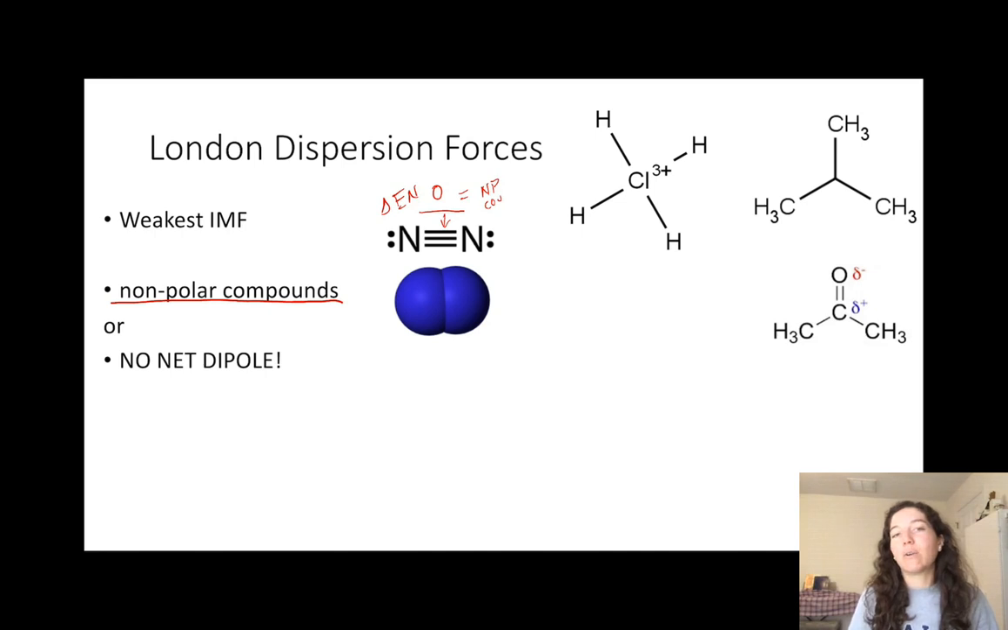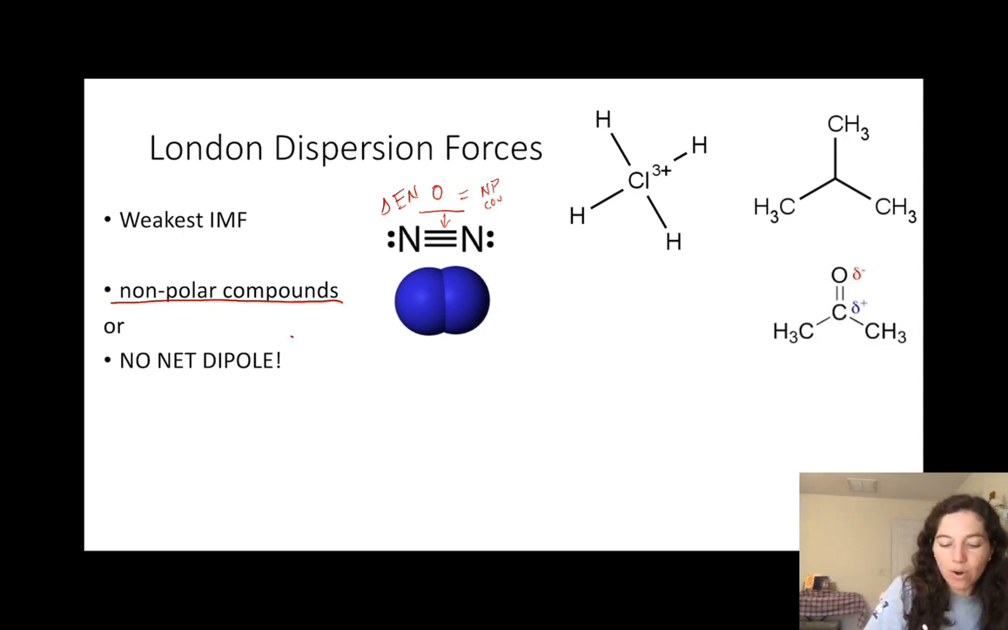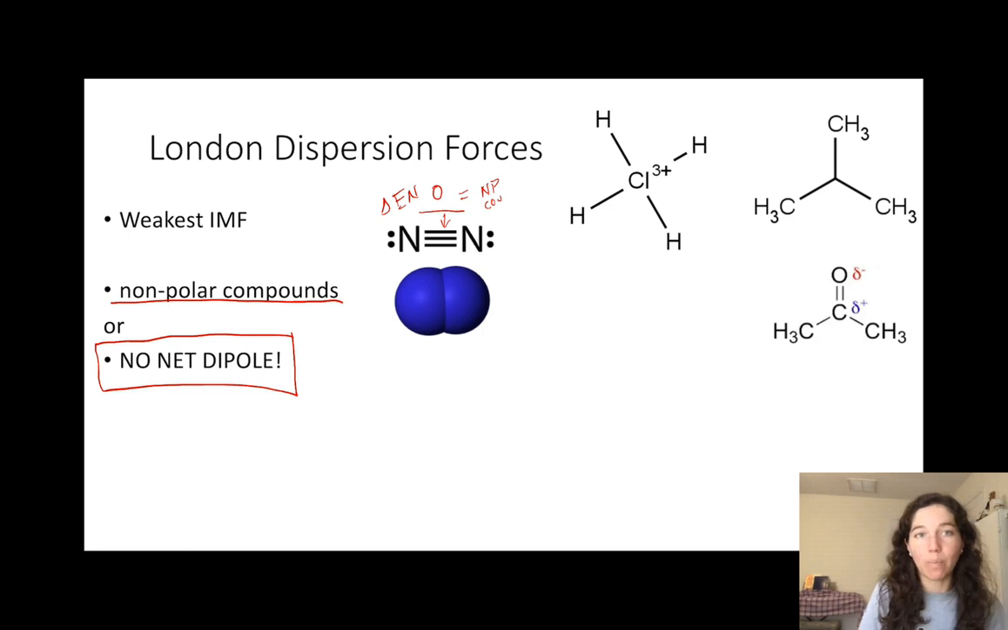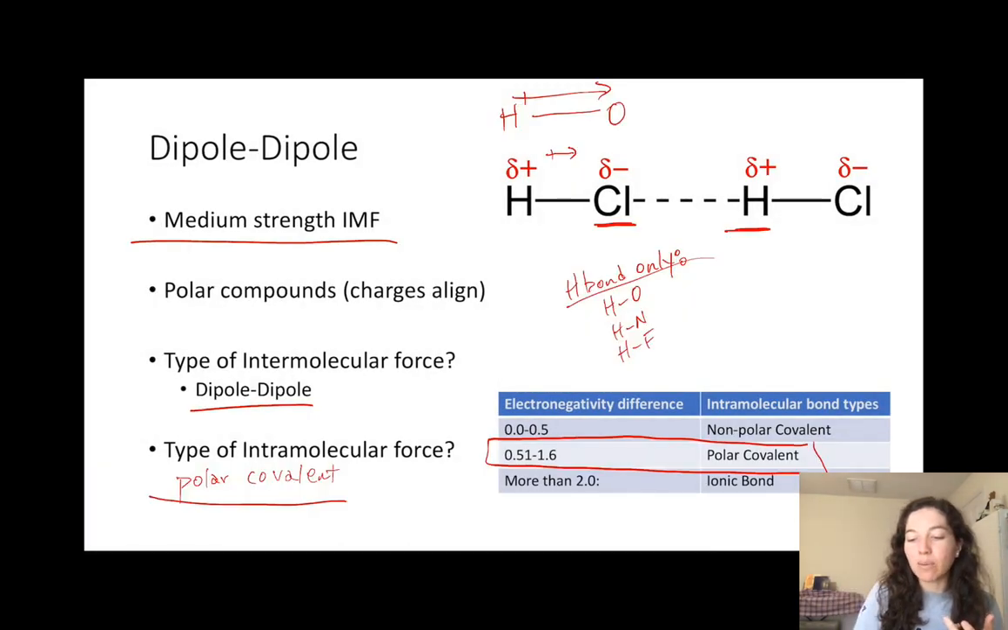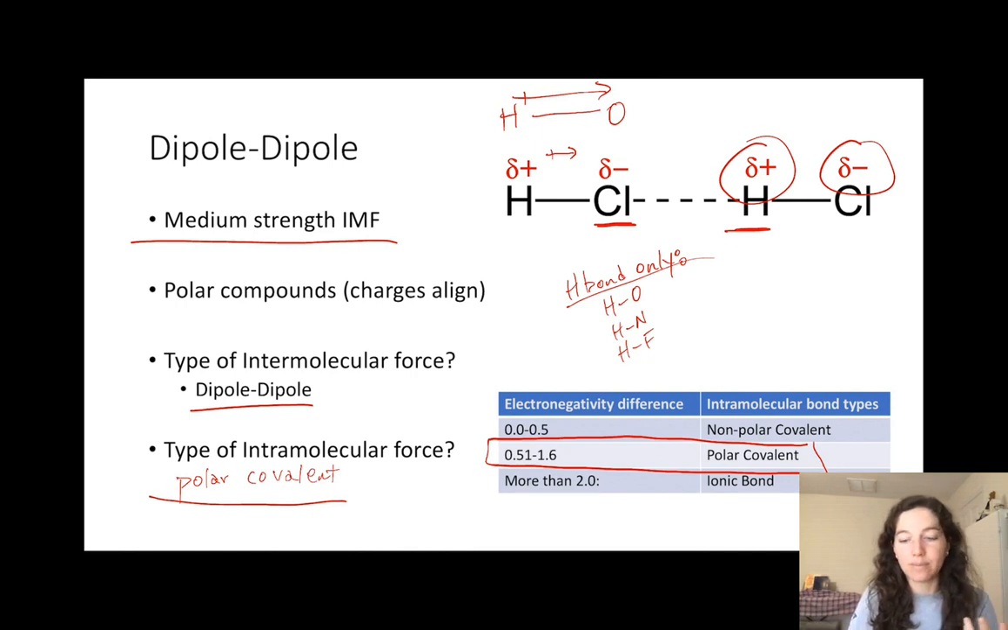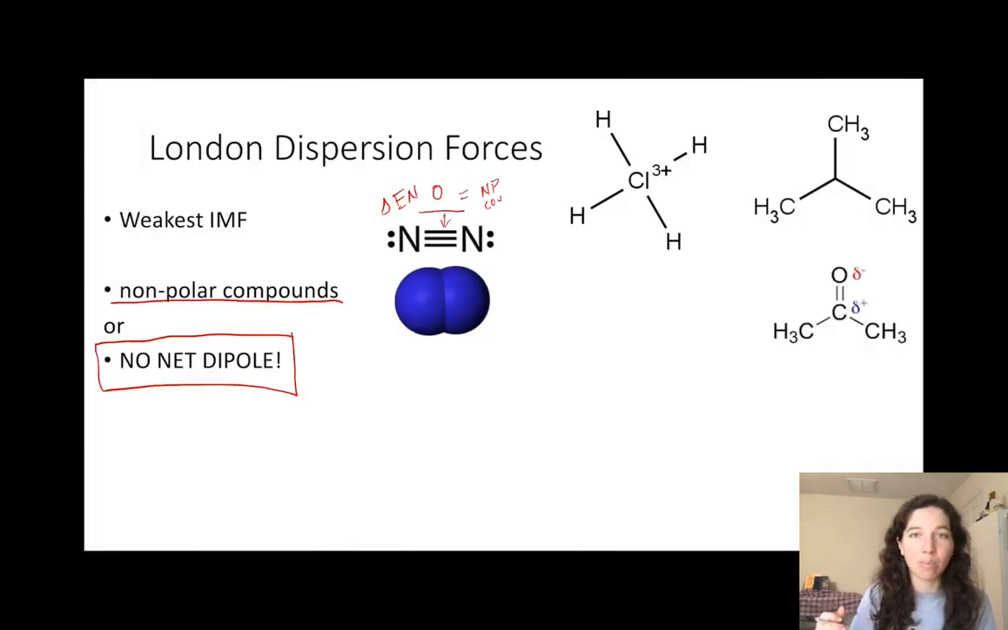But there's another scenario in which this happens. You can have a bond that is polar covalent, but your molecule has London dispersion forces. This occurs whenever you have no net dipole and all of your forces cancel out. Remember, in order to have this attraction with the dipole-dipole force that we learned about, we need a partial positive and a partial negative end.